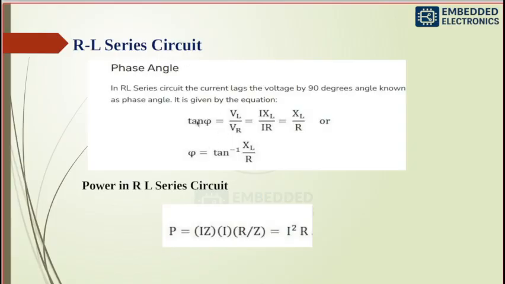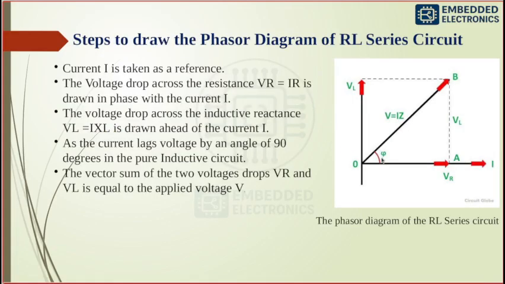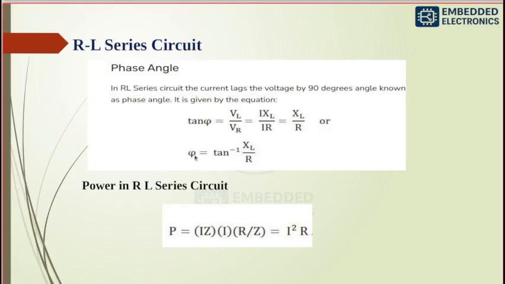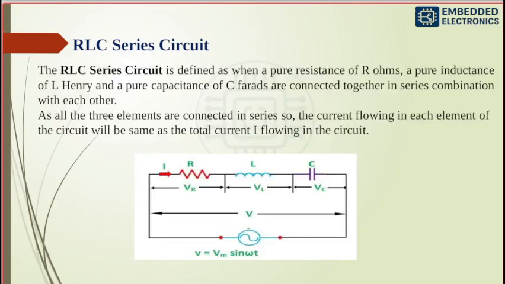Now you need to find tan phi. Phi is here, now apply tan. So tan phi equals VL divided by VR, right? Substitute the values. I will cancel with each other, giving XL by R. So phi equals tan inverse of XL by R. Power means P equals V into I. Substitute. Next is the RLC series circuit.